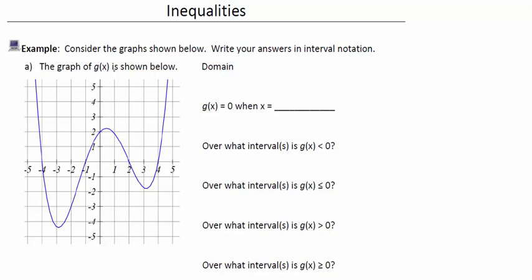In the first example in this video, we're given the graph of g of x, and we're asked to identify its domain. Remember, when you're given a graph that does not have any clear endpoints like an open or closed dot, you are to assume the graph goes on forever.